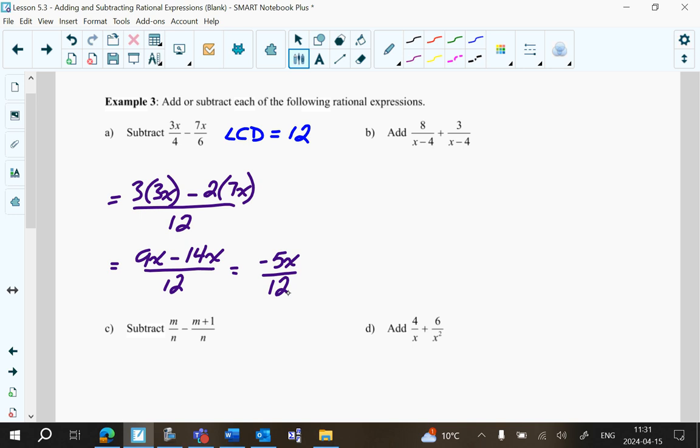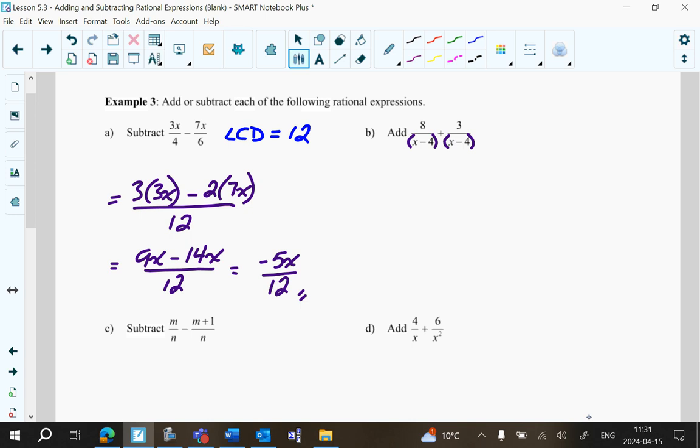So we're done. Notice we're doing it a slightly different way. We're making it into a single fraction right to begin with. Whenever you see more than one term in a numerator or denominator, think parentheses. That's important.